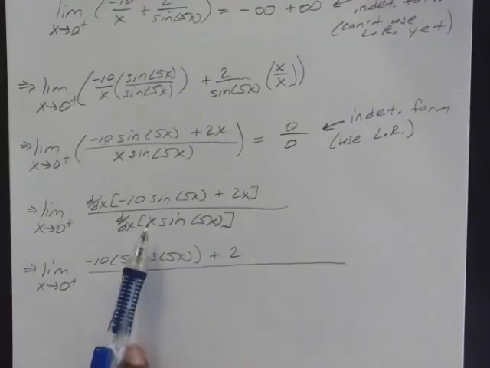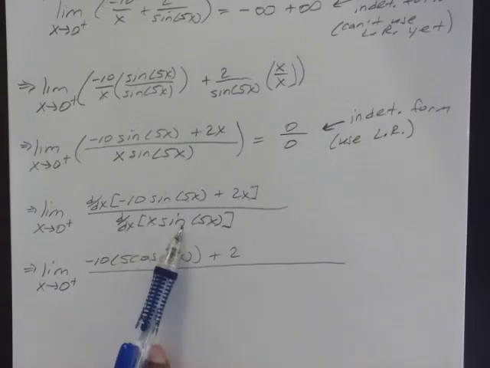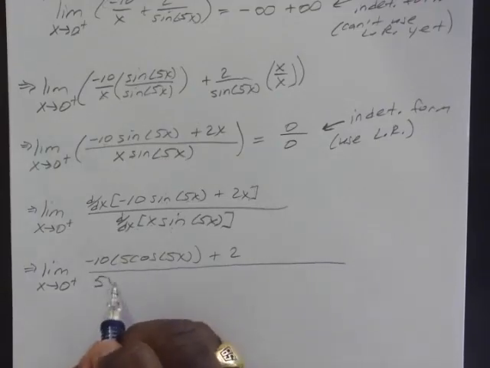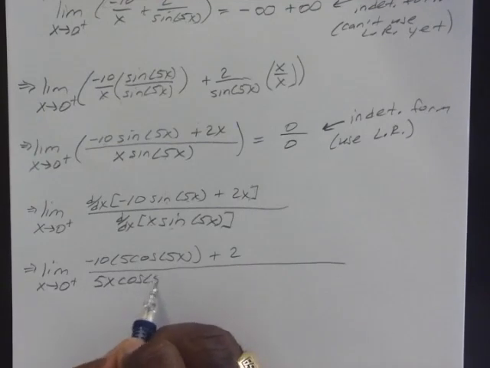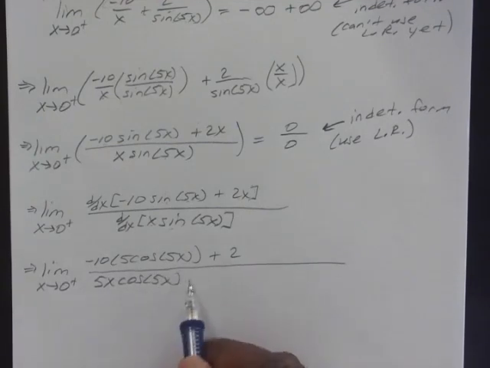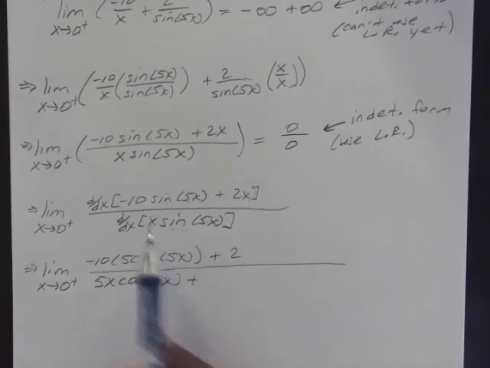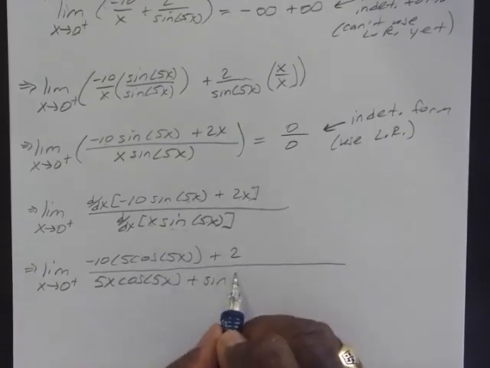So we have the first function times the derivative of the second. So that's x times 5 times cosine of 5x. So it's 5x cosine of 5x plus the second function times the derivative of the first. So that's sine of 5x times 1, which is just sine of 5x.